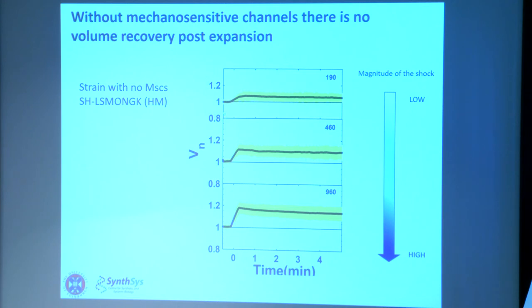This is the volume on the y-axis and time on the x-axis, the same type of data that I was showing you before. The shock goes from lower to higher. She has only three conditions now. And now you can see that in that mutant, it expands more with higher shock, but it stays pretty much flat. So even that small recovery is due to the presence of mechanosensitive channels, those other five ones. So they still do something little. Now we have a blank state: in this strain that has none of them, there is no volume recovery.